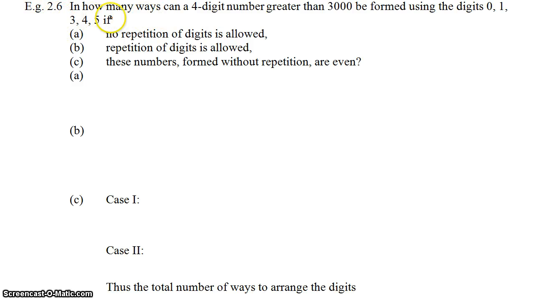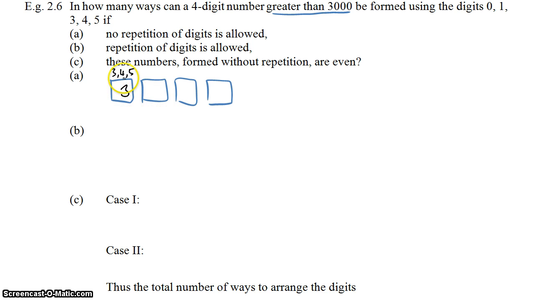Example 2.6. How many ways can a four-digit number greater than 3000 be formed using the digits 0, 1, 3, 4, and 5 if, firstly, no repetition of digit is allowed? So let's consider the four digits, 1, 2, 3, 4. So I need a number bigger than 3000. So that means in this first box I can only put either 3, 4, or 5. So I've got three choices here.